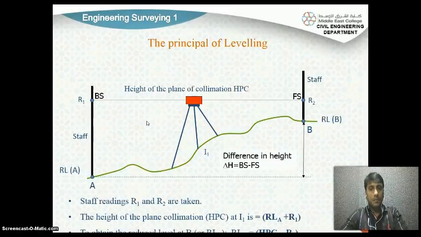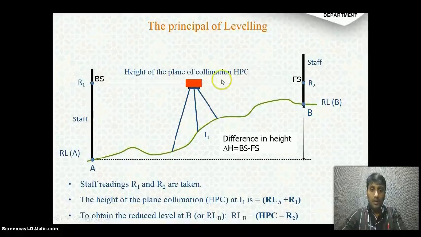Okay, this is the basic principle and you should concentrate clearly on what I am explaining, because the principle of leveling is the height of plane of collimation method. See here, you can understand this. The green line is the ground surface, and you have a point A and a point B. You need to define the difference of height from point A to point B.